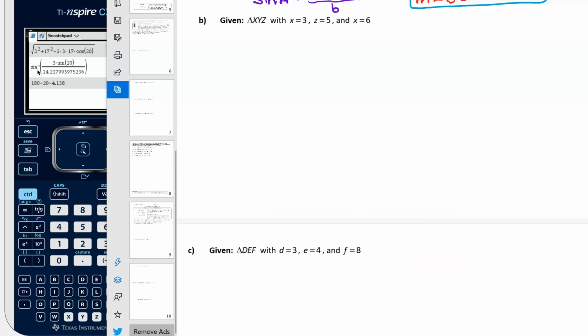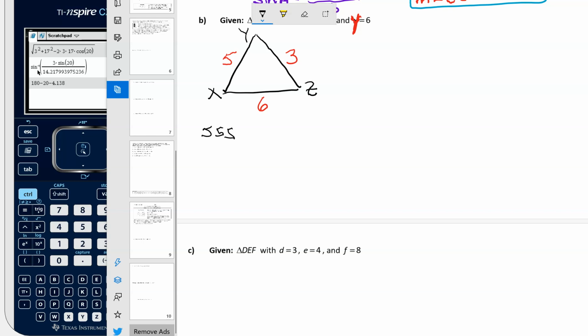In B, we have triangle XYZ with three sides given. It appears there's a typo in this problem. Let's make y equal to 6. This is the side-side-side, or SSS, pattern of givens. In this case, we can use the law of cosines to find any of the three angles.